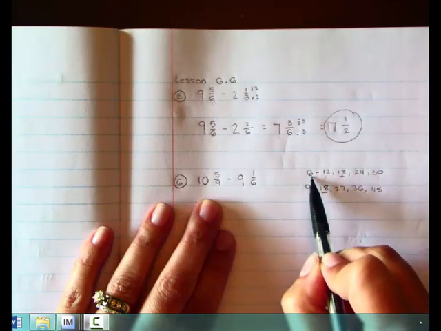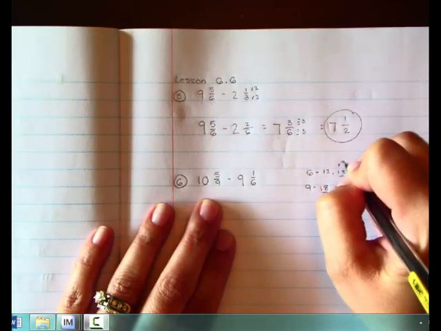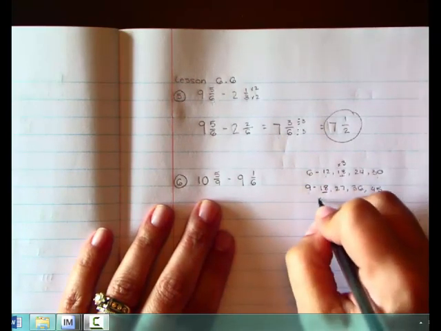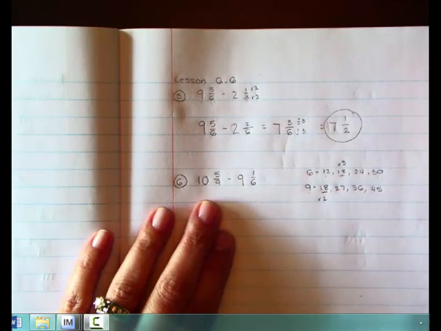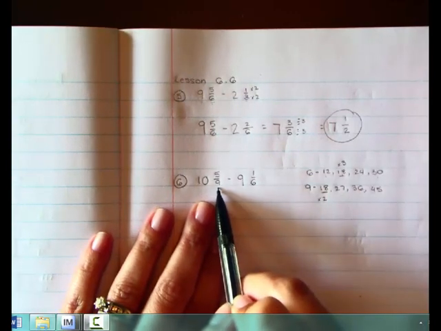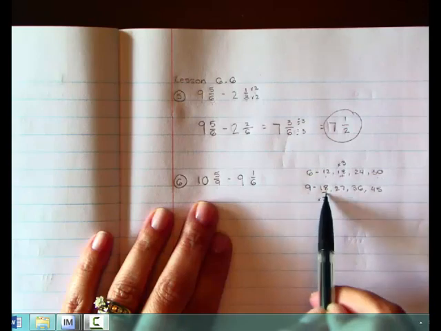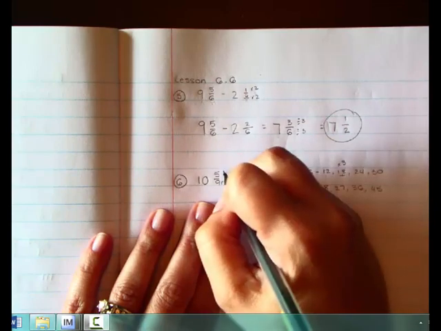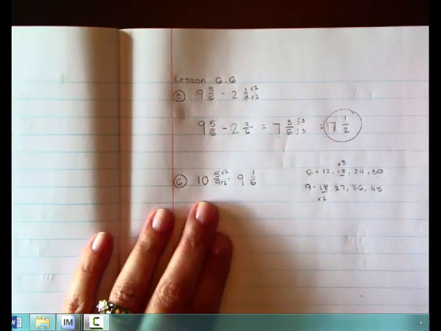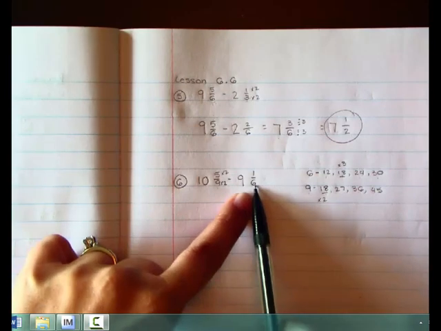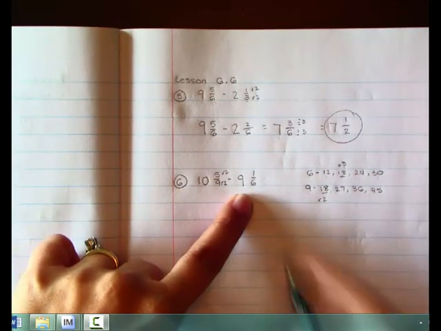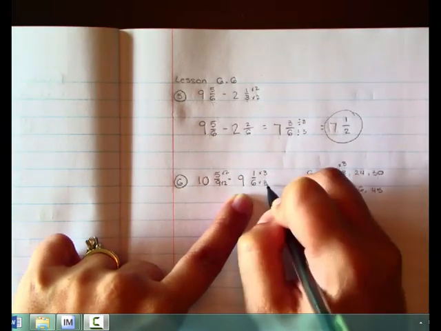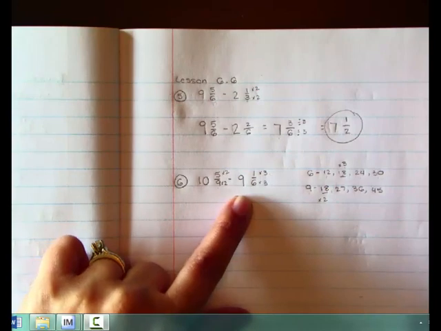In order to get 6 to 18, I had to multiply by 3. In order to get 9 to 18, I have to multiply by 2. So that means to change the fraction with 9 so that it has a denominator of 18, I multiply my denominator by 2 and my numerator by 2. To get 6 to 18, I multiply by 3, so I'm going to do 6 times 3 and 1 times 3. Remember, whatever you do to the denominator, you have to do to the numerator.